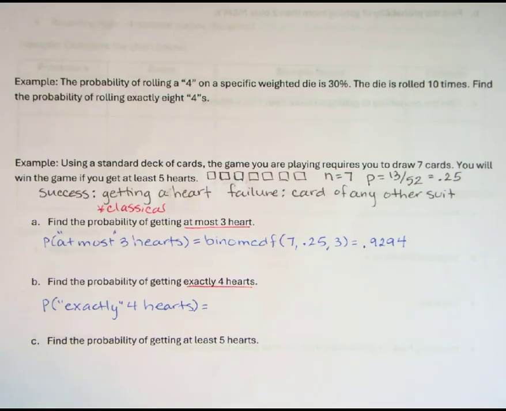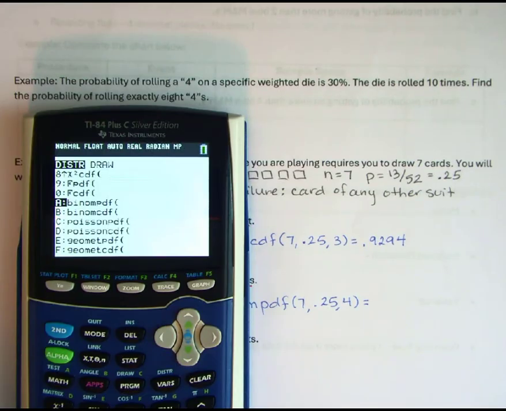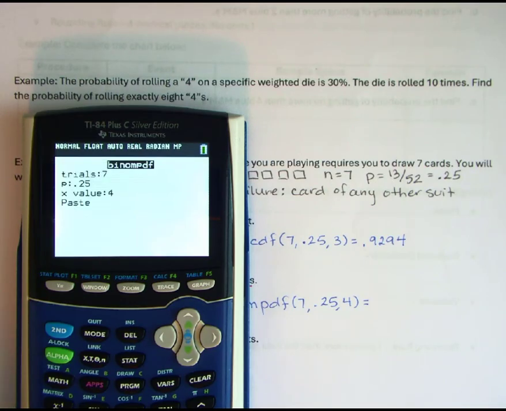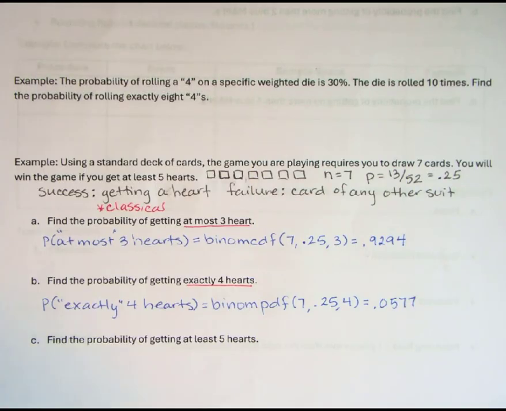Let's look at finding the probability of getting exactly 4 hearts. The word exactly triggers binom PDF. And again, our number of trials is fixed, along with our probability of success, so our x value is the only thing that changes. The process for getting there is still the same, but now you're looking at letter A. Entering in the values and hitting enter. Again, you will see this on your calculator screen. And when you round to 4 decimals, you get 0.0577.